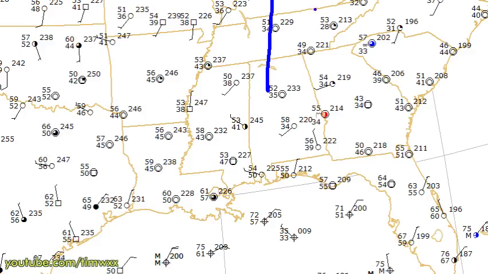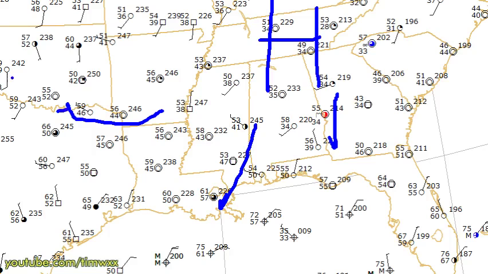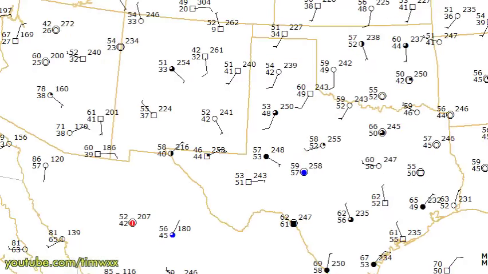Elsewhere in the U.S., high pressure centered on Tennessee. So that's given us a weak northerly flow along the U.S. Gulf Coast, and then some southerly flow on the west side back here in the Central Plains.